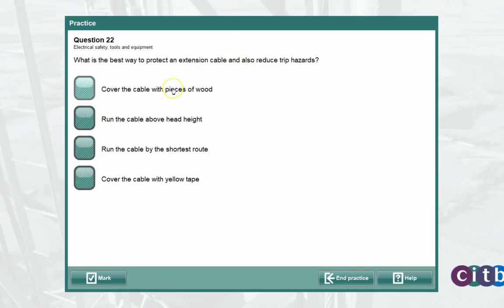What is the best way to protect an extension cable and also reduce trip hazards? Cover the cable with pieces of wood. Run the cable above head height. Run the cable by the shortest route. Cover the cable with yellow tape.